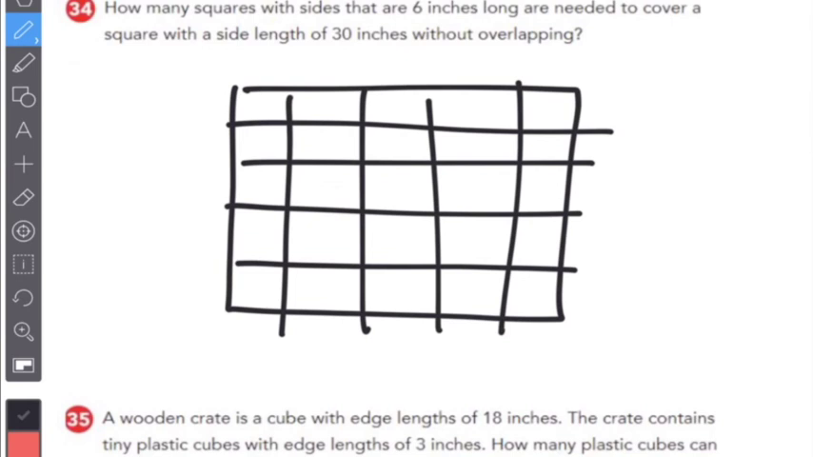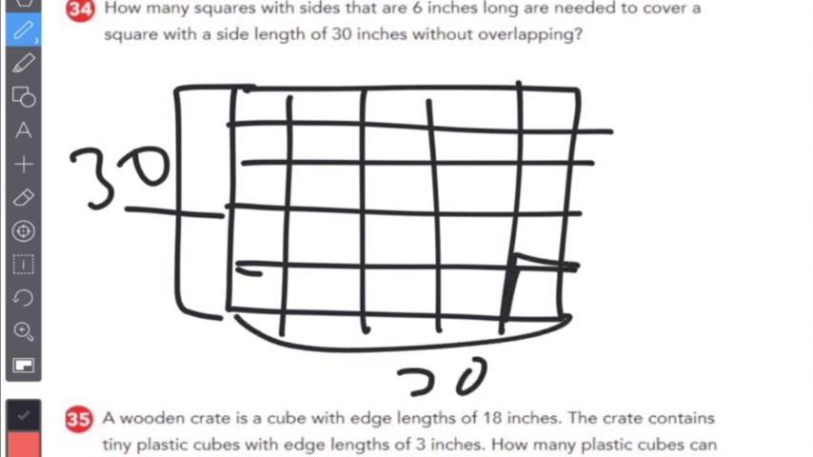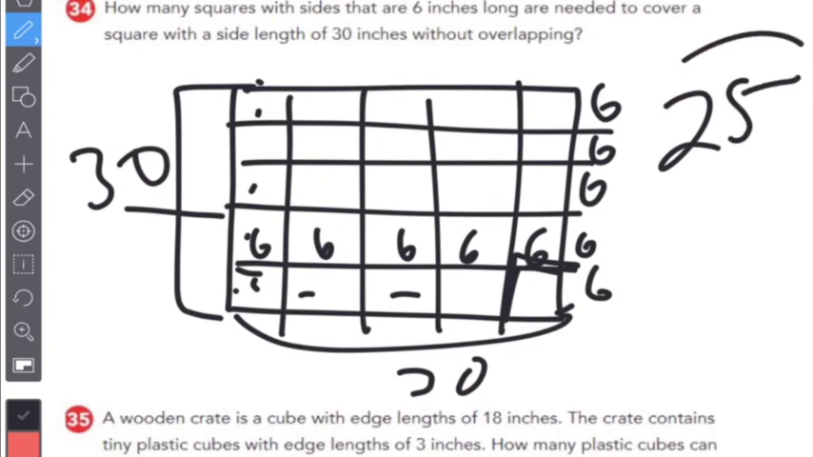So each one of these, the side for this is going to be 30. This side is 30. Each one of these is 6 by 6. So that's 6, 6, 6, 6, and 6. That equals 30. And then going up, 6, 6, 6, 6, and 6. So that's 30. So when we do this, if you have 5 going here and 5 going up here, 5 times 5 is 25. So the answer is going to be 25.